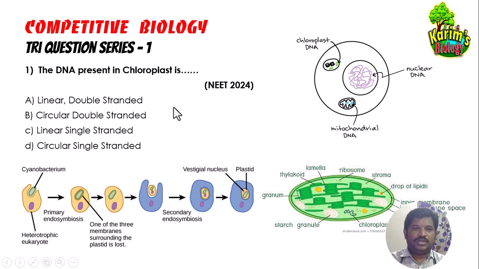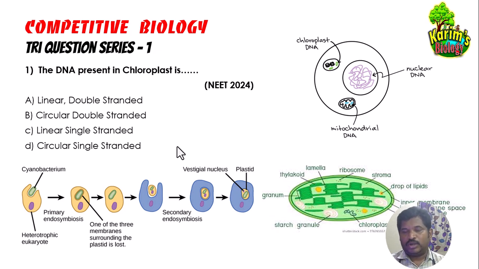So the DNA present in the chloroplast is, this is the question that was asked in NEET 2024. Now let us look at the options. The DNA present in the chloroplast is linear double-stranded, circular double-stranded, linear single-stranded, circular single-stranded. Now you may be wondering why the DNA present in the chloroplast.